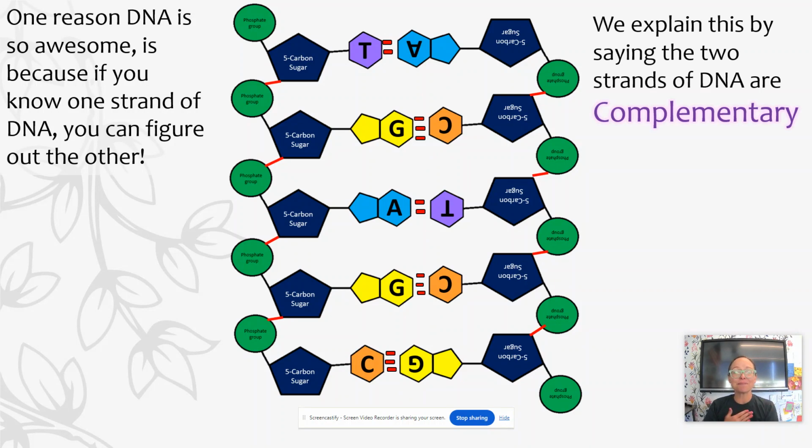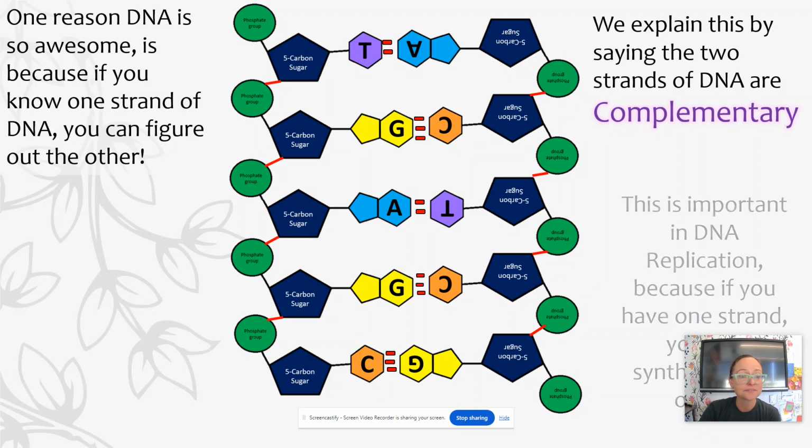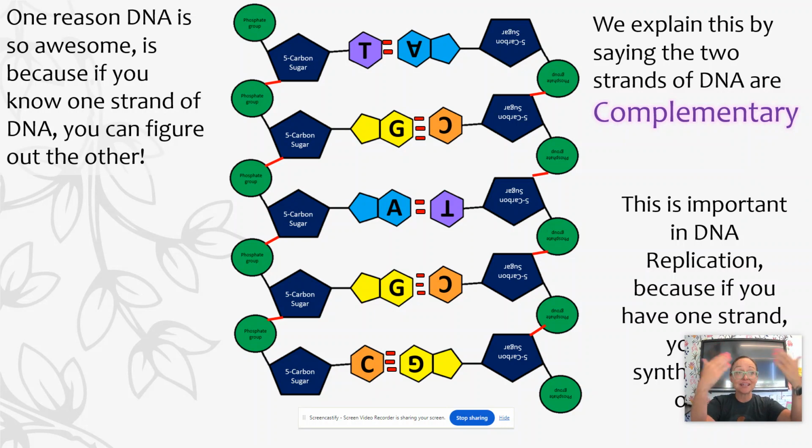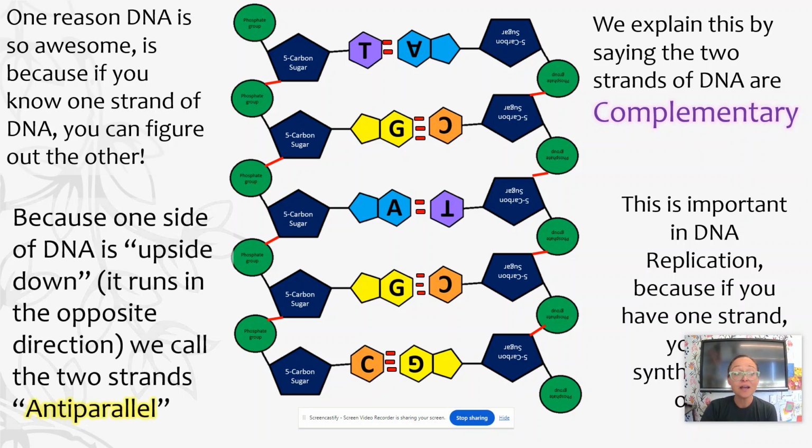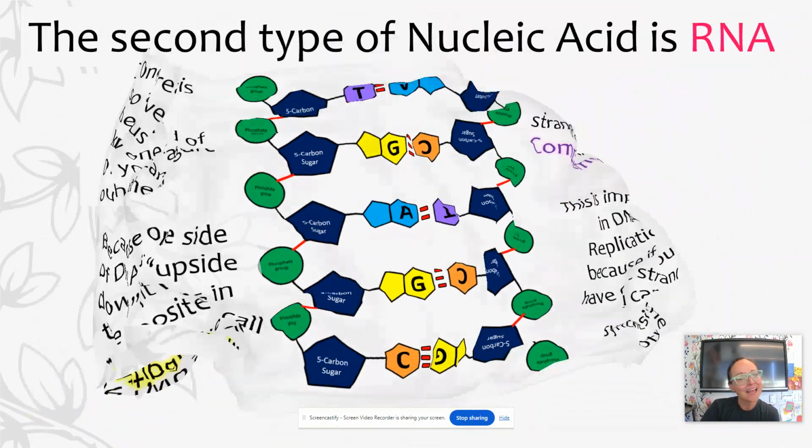Now, we can explain these base pairing rules by saying that DNA is complementary. A will always pair with T, and C will always pair with G. If you separate DNA for one reason or another, you can always add nucleotides and build the complementary sequence following those base pairing rules. Now, this is important in replication because as we make copies of DNA, we're going to follow base pairing rules to make sure we get identical daughter strands. Now, because one side of the DNA does run in the opposite direction, we say that the two strands are anti-parallel. Okay. Now, we're almost done.